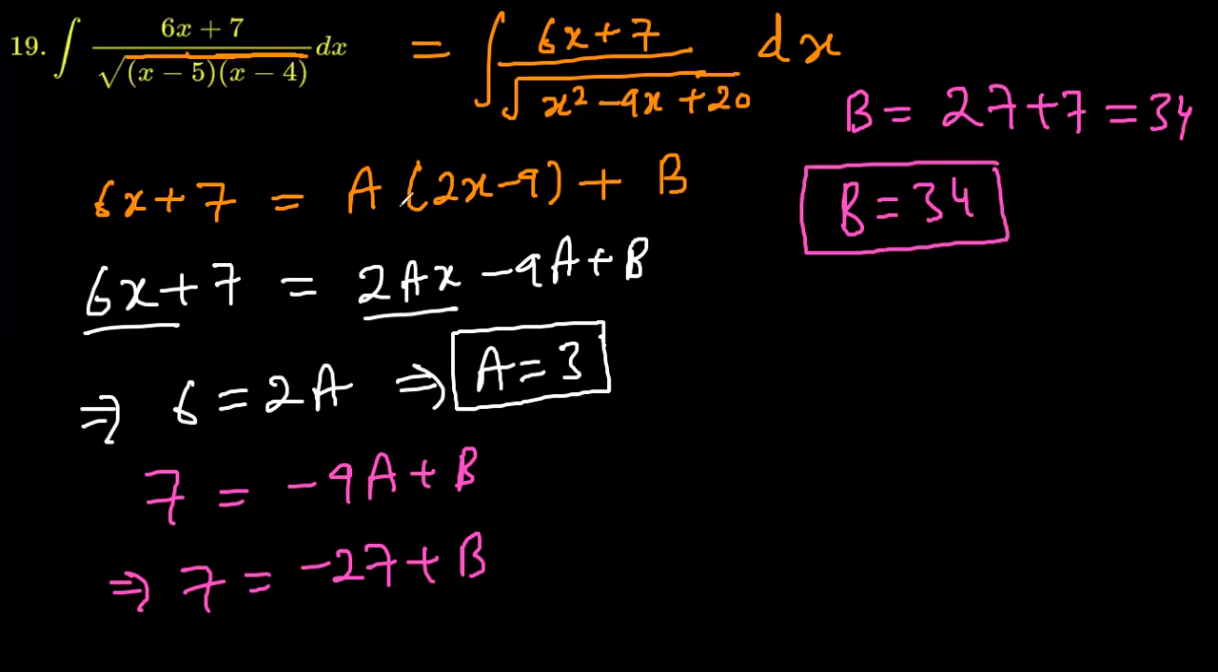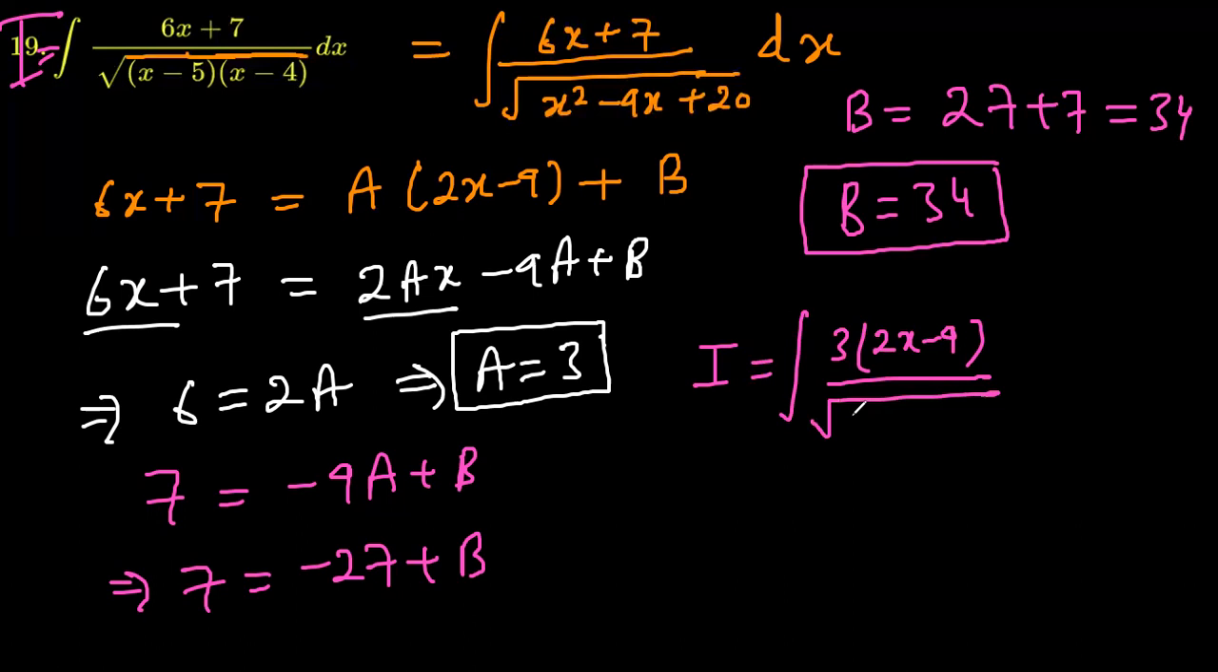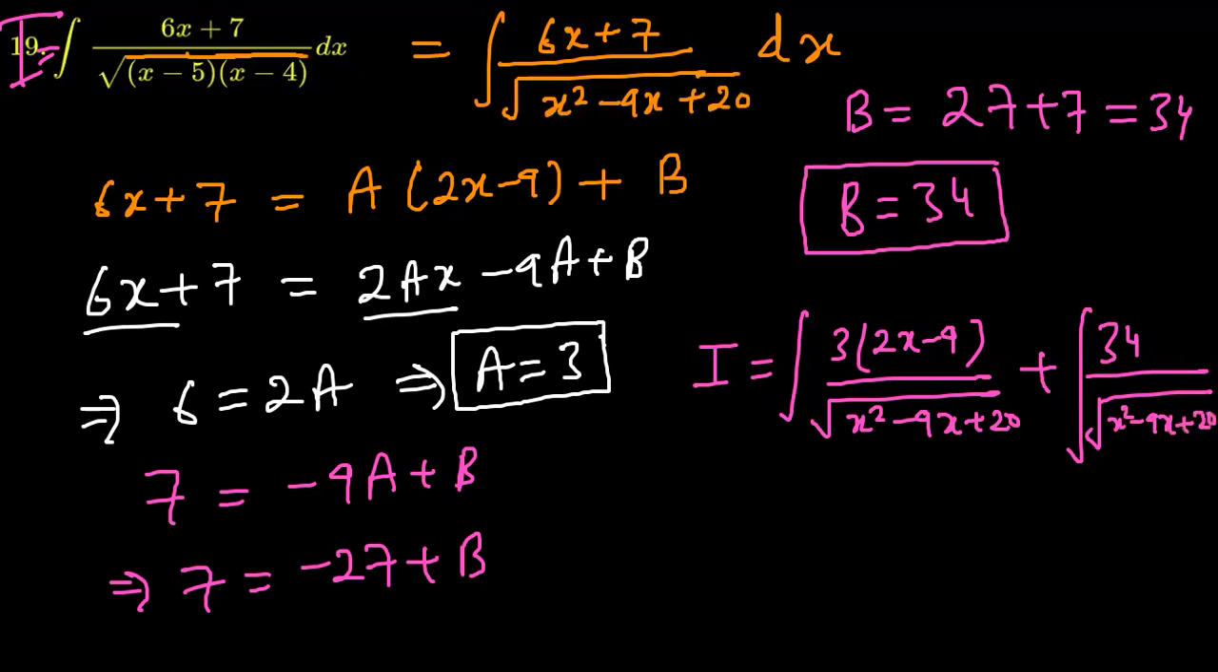This means we can now write our question. If we represent this question by I for integral, now we can write our integration as I is equal to the integration of a times 2x minus 9, meaning 3 times 2x minus 9, divided by the denominator, which is x squared minus 9x plus 20, plus b, which is 34, divided by, again, this denominator, x squared minus 9x plus 20, dx. Okay, so this is our integration now.